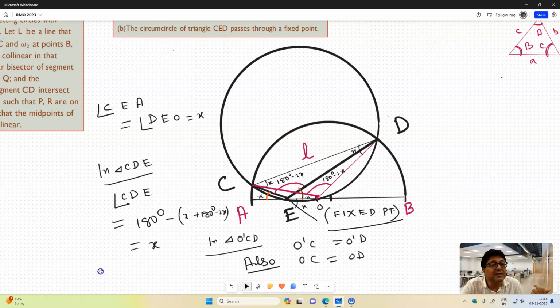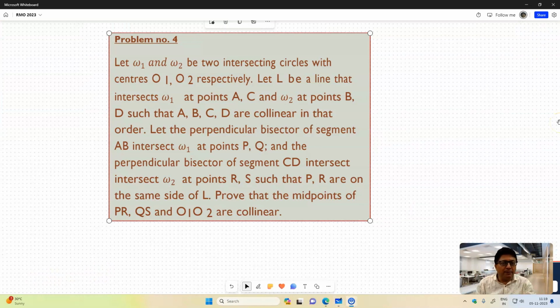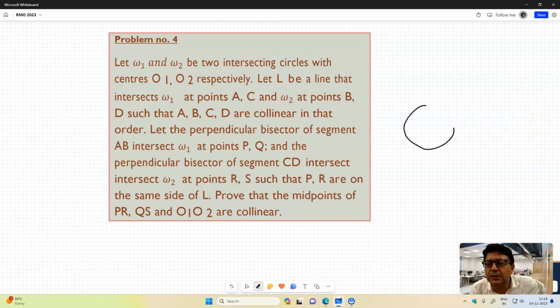Okay. Now let us see the second problem. In this problem number 4, second problem means problem number 4 of geometry only. Omega 1 and omega 2 are two intersecting circles with centers O1 and O2 respectively. A line intersects omega 1 at A and C and omega 2 at points B and D, such that A, B, C, D are collinear in that order. Perpendicular bisector of segment, all these we need to draw. Okay. So you take two circles, omega 1 and omega 2.